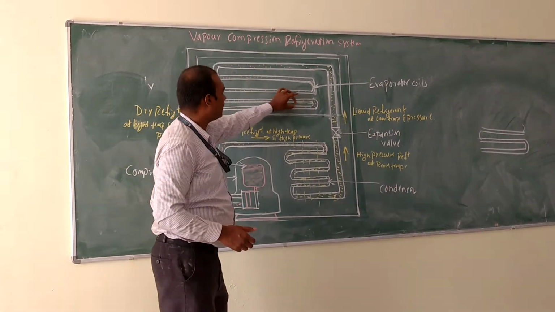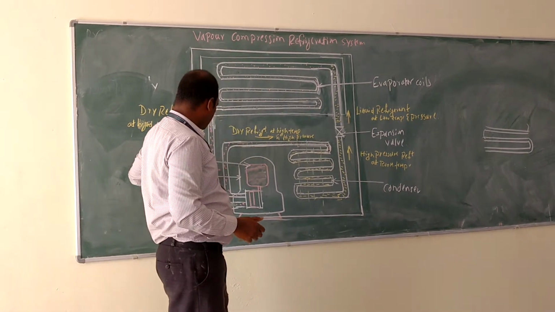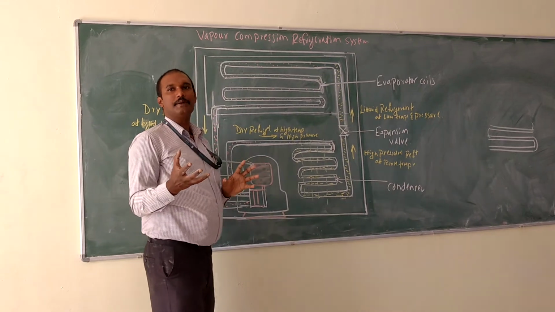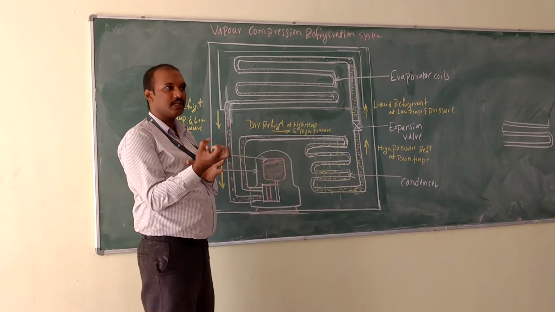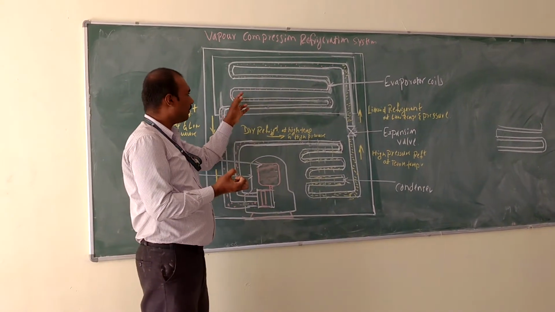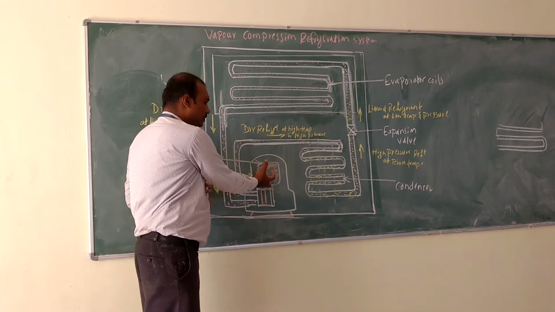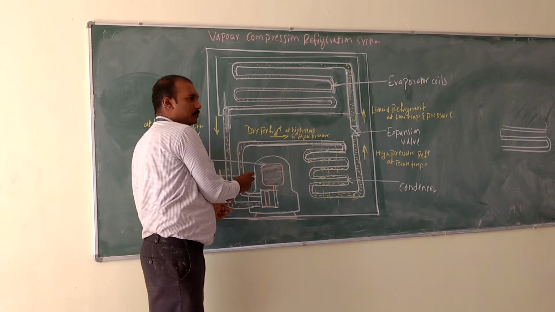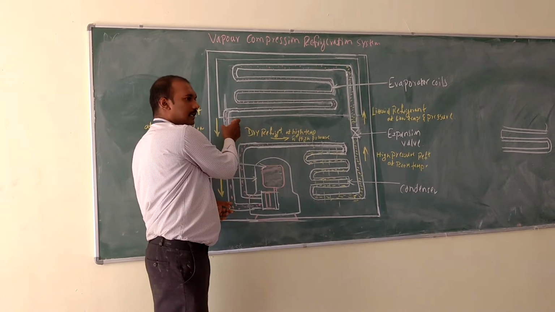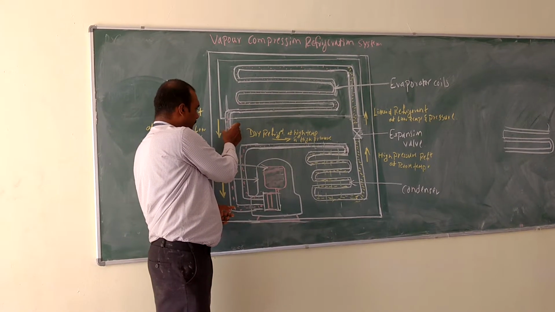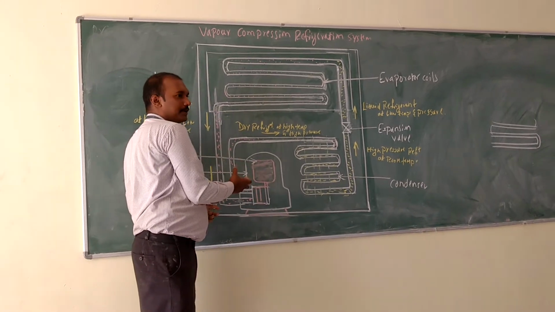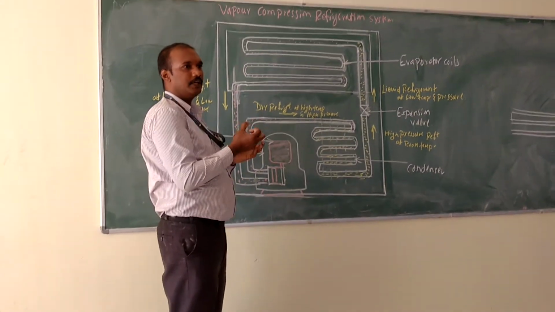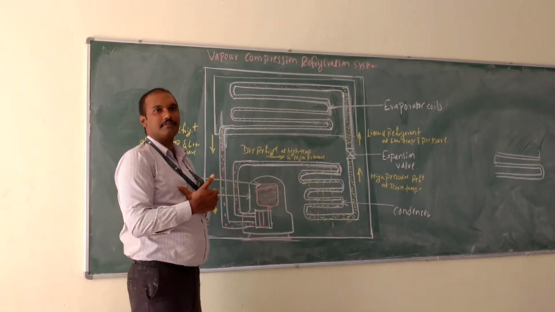Now this vapor refrigerant will be passed to the compressor. What is the function of the compressor? The compressor will suck the vapor refrigerant from the evaporator coil, so it is called a compressor. You can see there will be two inlet pipes. One inlet is for the vapor refrigerant, which the compressor will suck. I told you the function of the compressor.